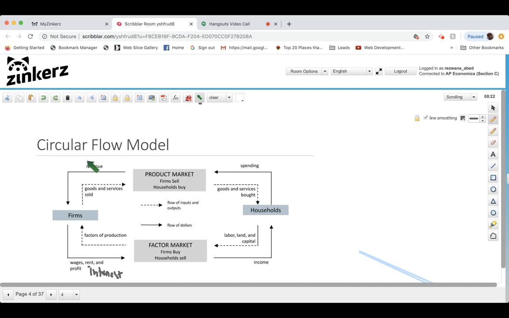As you can see, the inputs and outputs are flowing in one direction. The money is flowing in another direction, but they're all interconnected with each other. You wouldn't have one without the other. So farms would not be able to produce anything in the product market if households were not selling things in the factor market. And households would not sell anything if they were not getting paid for their factors of production.